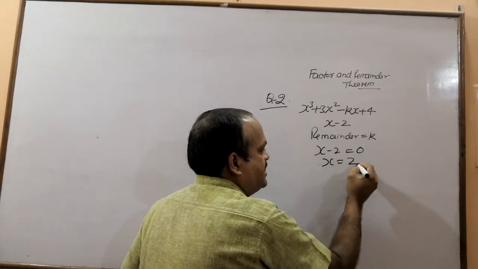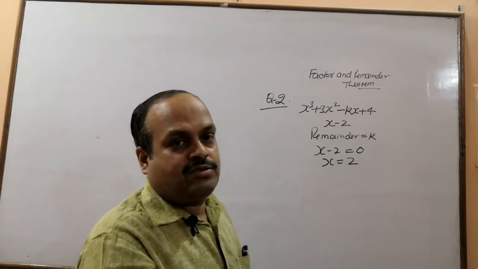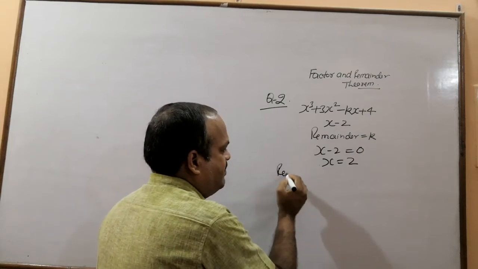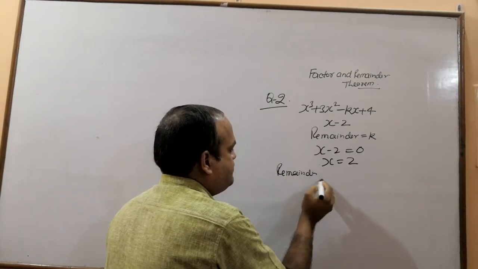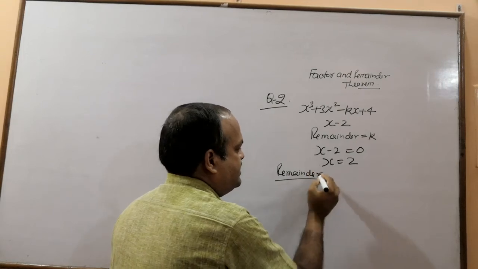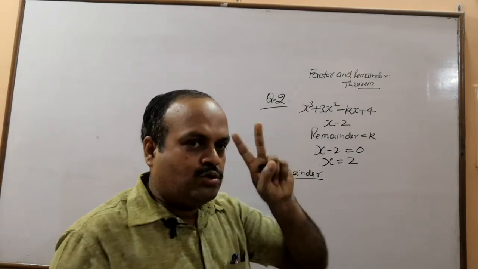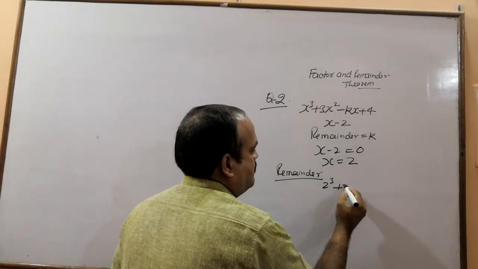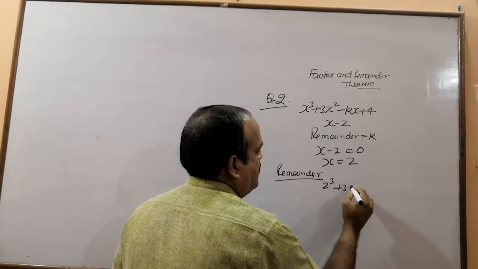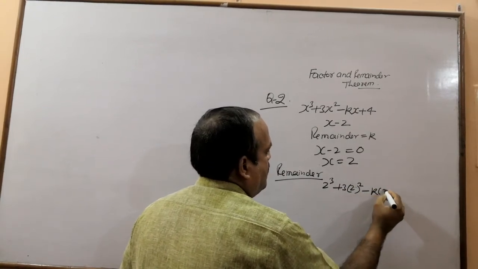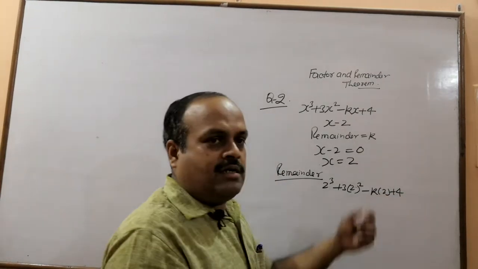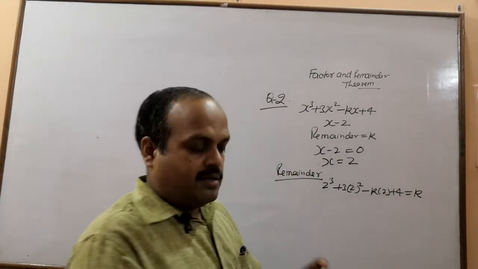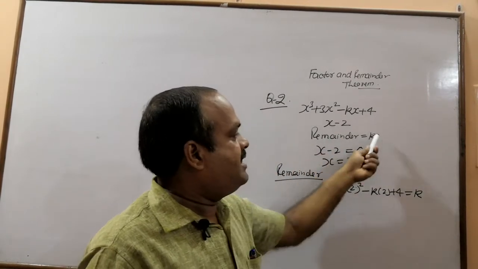You will get the value of x, which is 2. This value of x, when you substitute here, then only you will get the remainder. So when you write here remainder, do two things. Substitute this value as I do, and then equate this with k, because the value of the remainder is k.